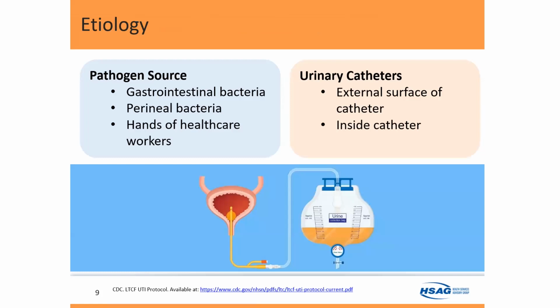So what are the causes of a urinary tract infection? Well, we have the gastrointestinal bacteria, which we know is E. coli. And you'll see on the next slide that it is the most common pathogen for the UTIs. We have the perineal bacteria, which is a result of poor perineal care. And that's why it's so important to provide that proper care. And then finally, we have the hands of healthcare workers.